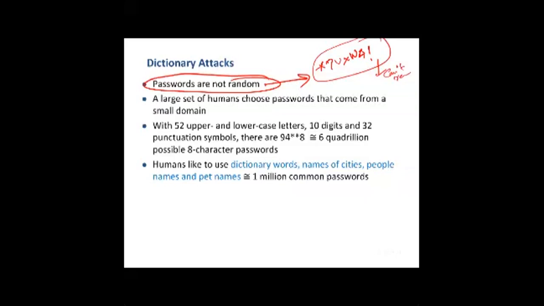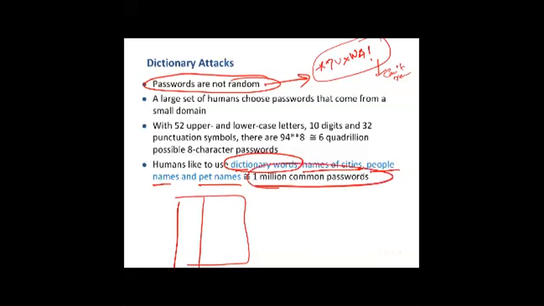So what will you have? You will have the name of the city, your mother's name, father's name, 1 2 3 along with it, star, hash, whatever combination. Okay, all right. So the cyber criminals know that. Now they generate a dictionary of this kind of names, which will have, of course, some dictionary words. They look at a Collins dictionary or whatever, take most of the words, names of cities, people names, pet names, and all that is generally close to 1 billion common passwords.